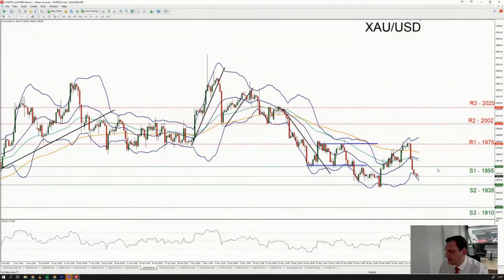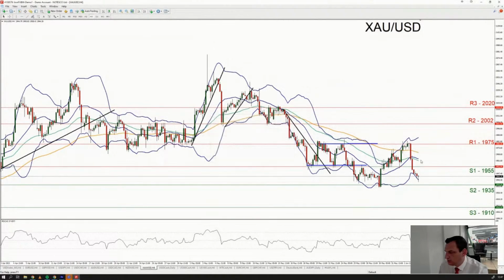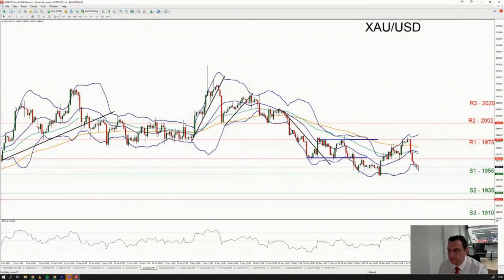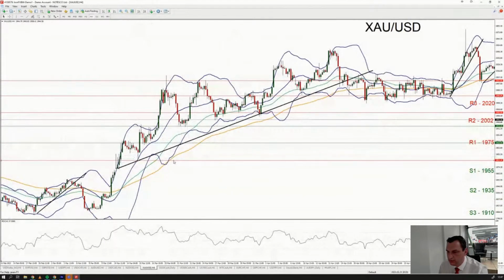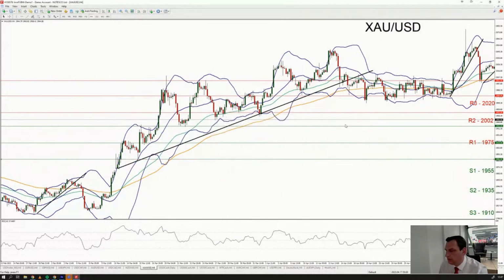Yep, it has broken the 1955. Let me correct this into a resistance line. Let's go hunting. Unlocking the chart. Next level could be here. That's true. And that would be in green. The 1885. Yep.